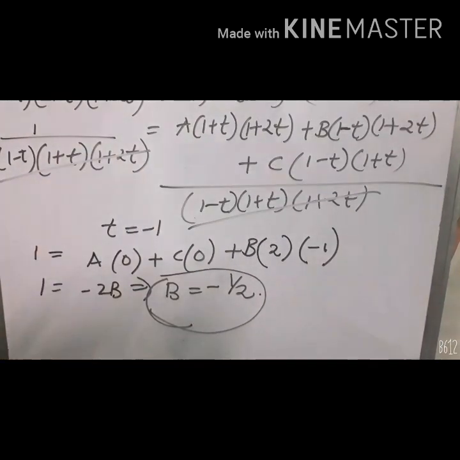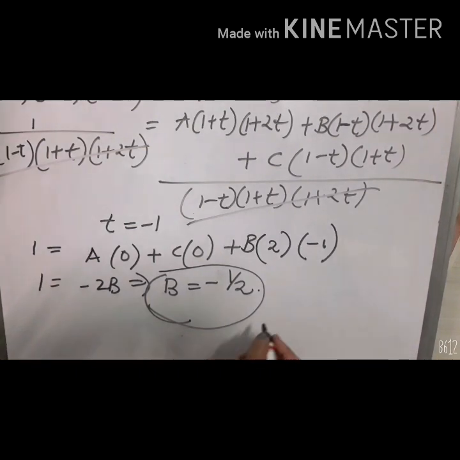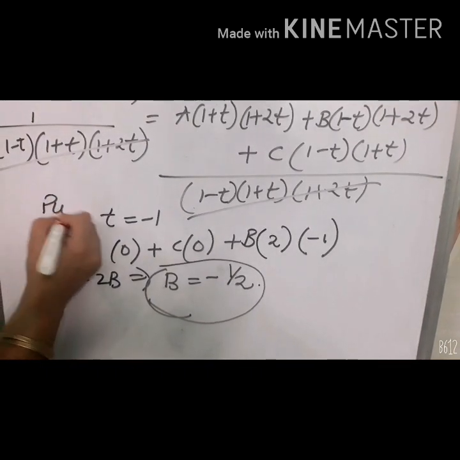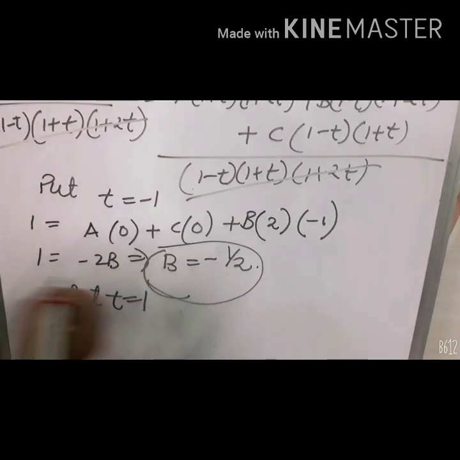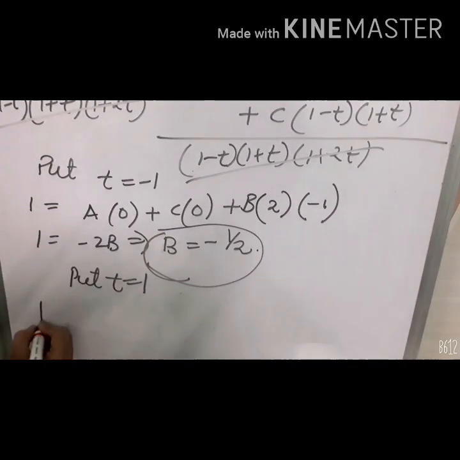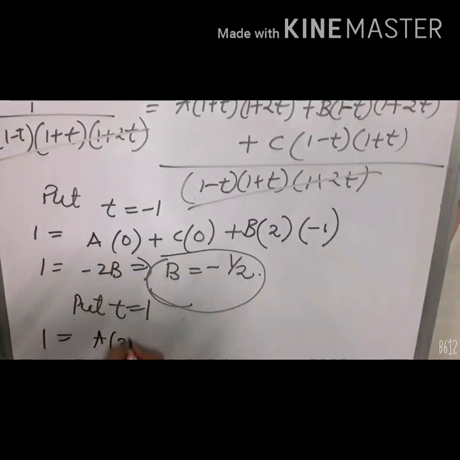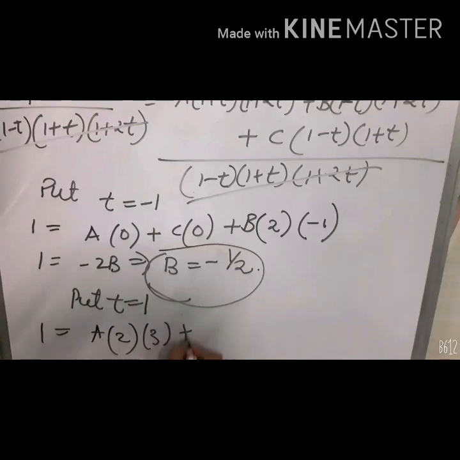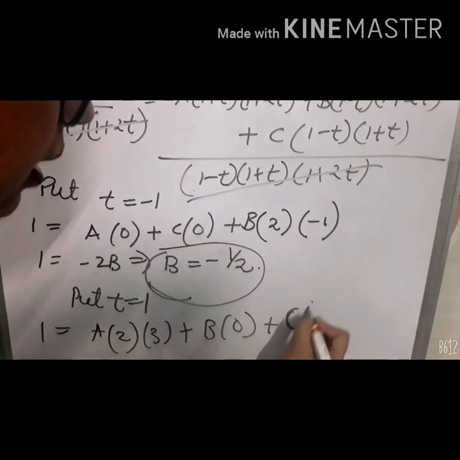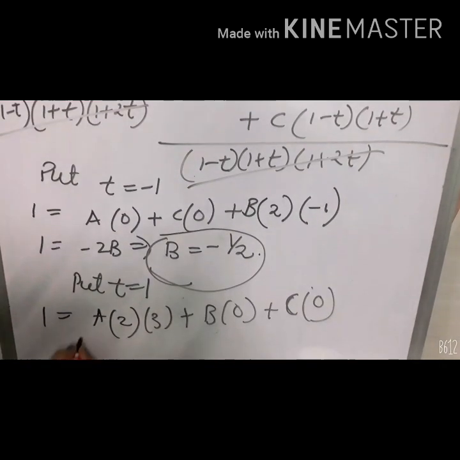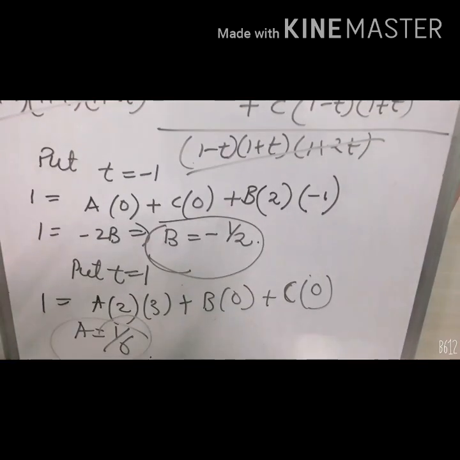Next one, 1 plus t, so I put t equal to 1. Correct? When I am putting t equal to 1, A, 1 plus 1, 2, 1 plus 2, 3. B becomes 0, C becomes 0. So A's value becomes 1 by 6. Second value we got it.